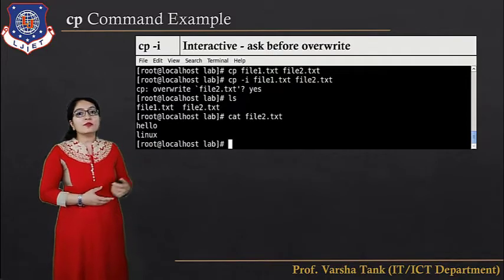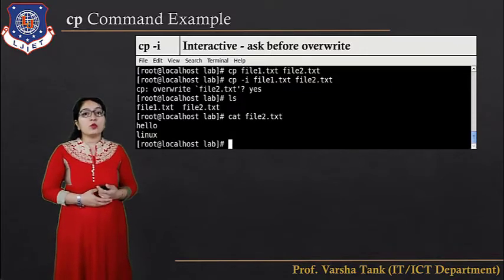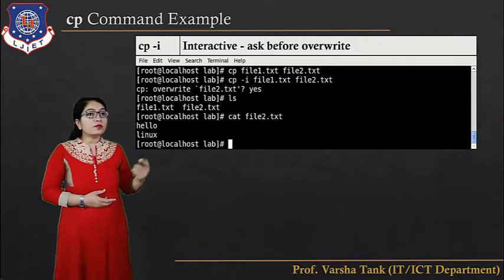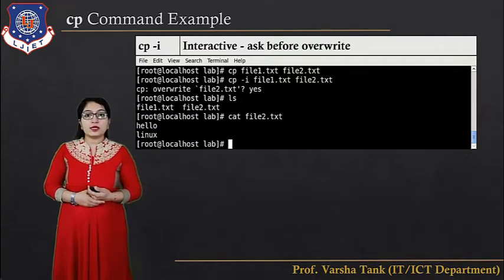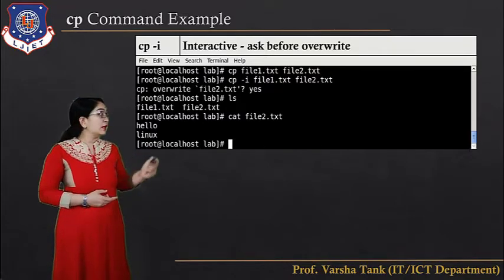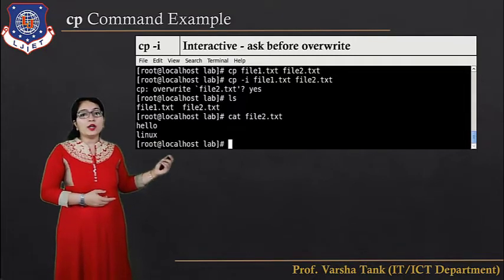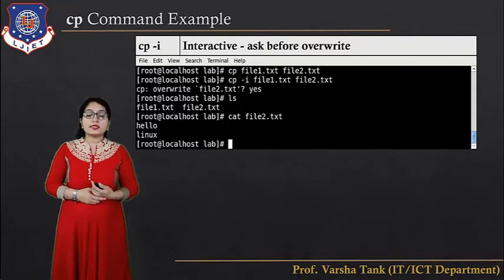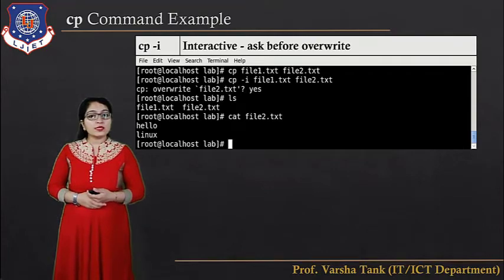Now interactive, ask before the overwrite, so you can write cp -i. Here cp file1.txt and file2.txt means it will not ask anything. But whenever you use cp -i file1.txt and file2.txt, it will display the message cp overwrite file2.txt. Then you have to give yes. After that you do ls, so file1.txt and file2.txt are there, and whenever you describe file2.txt, the content that is in file1 is overwritten in file2 if file2 exists.